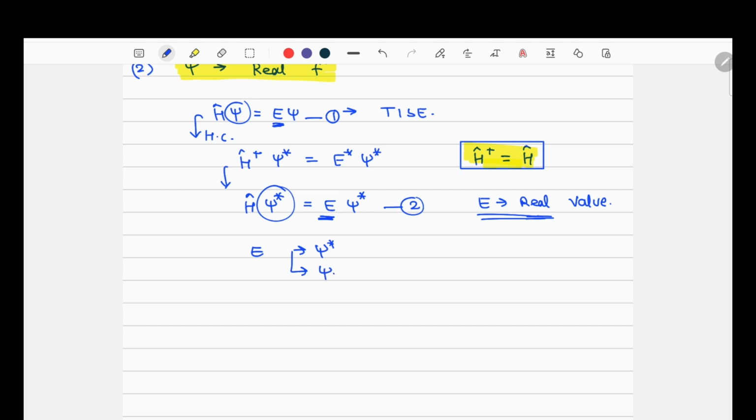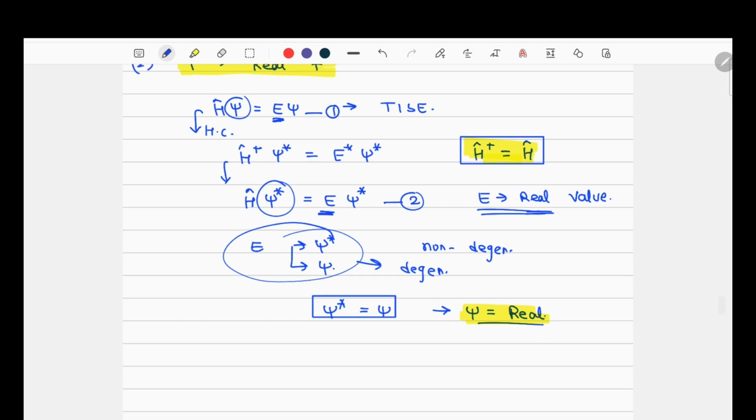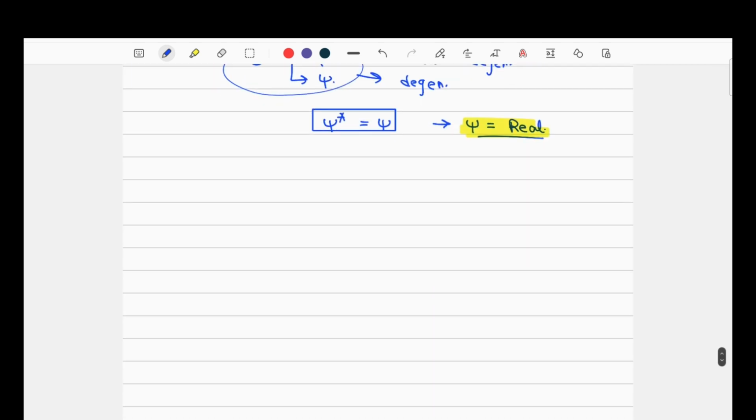But in the first property we talked about non-degeneracy, and this is showing a degeneracy, which is a violation. Therefore this xi star is the same as xi. And when does this happen? This happens only when xi is a real function. When is the complex conjugate of a function equal to itself? When it is a real function. You can easily prove that. This is a simple complex algebra question, 11th standard.